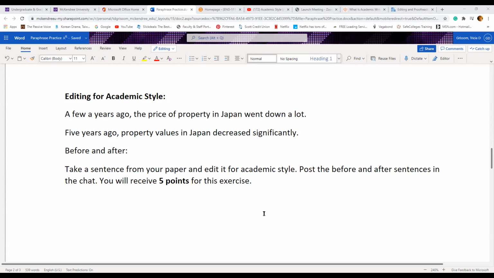No, it does not matter which sentence. You can pick any sentence. I mean, you might want to pick one that you think needs some work. But basically all your sentences need to be looked at for academic style. Okay, so you could probably pick just a random sentence.